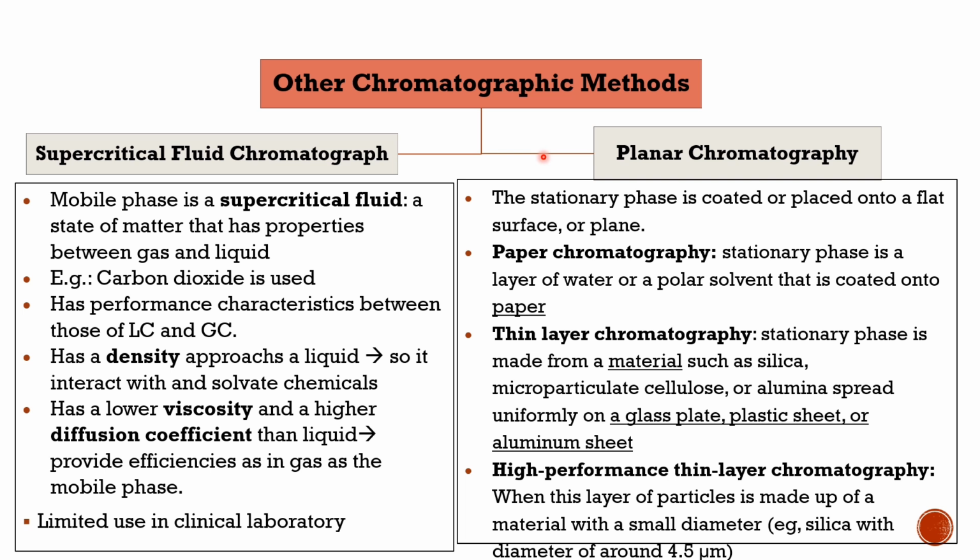There are different types. Paper chromatography, also from the name, the stationary phase is paper, and there is a layer of water or polar solvent that is coated onto this paper. Thin layer chromatography, from the name again, it is thin. What makes it thin is that the material used is different from paper. It's like silica microparticles on a glass plate or plastic sheet or aluminum sheet. The high performance type is extra thin. That's why it's called high performance thin layer chromatography. So it's even thinner.